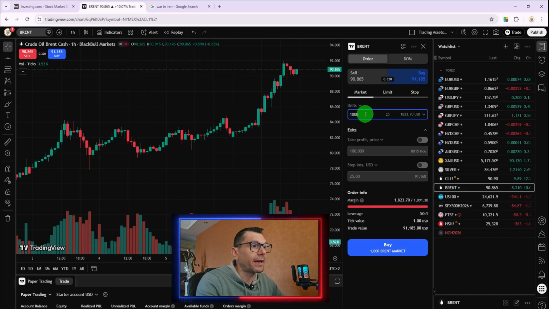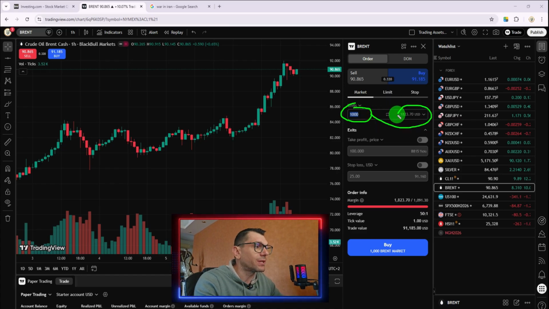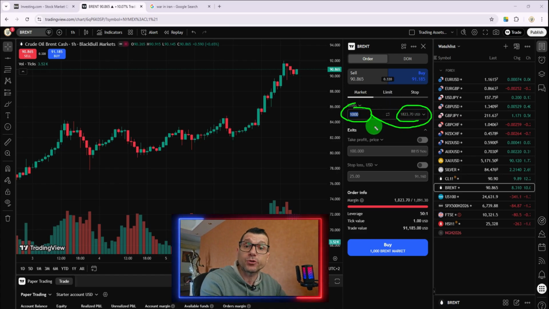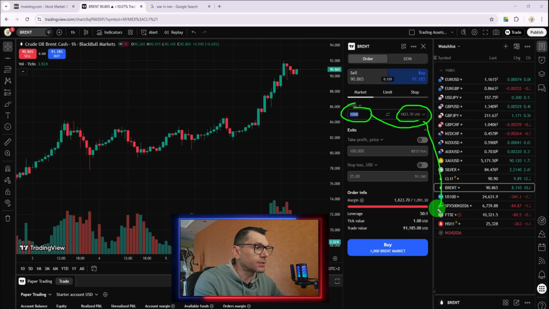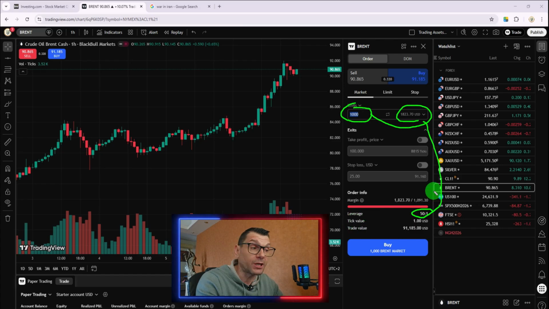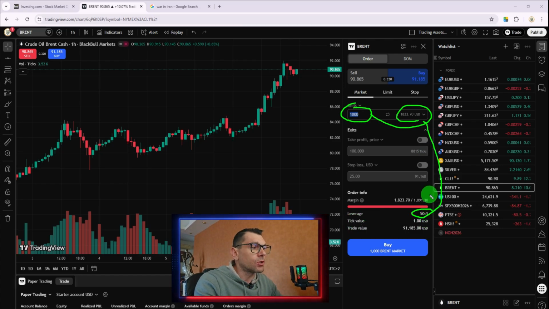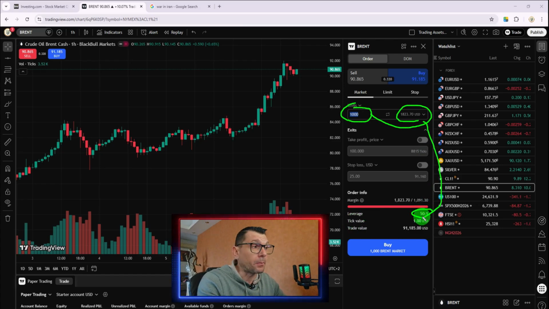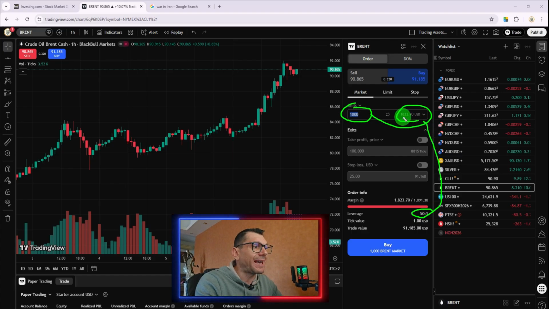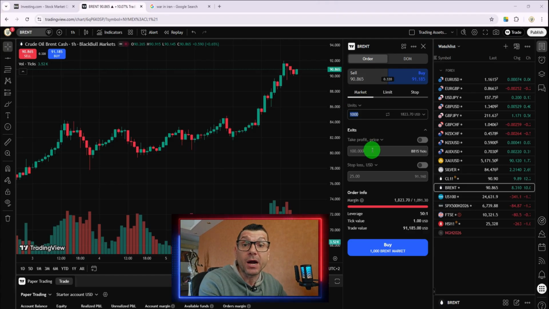Okay, let's say you want to buy 1,000 units, 1,000 barrels. I'm just going to give you an example on that. So to buy 1,000 barrels, you need $1,823, considering that you have your leveraged account on your trading platform with 1 to 50. So with 1 to 50 leverage, which is your buying power, you need only $1,800 in order for you to be able to buy 1,000 barrels of oil.